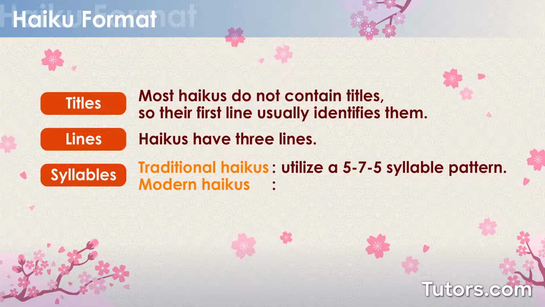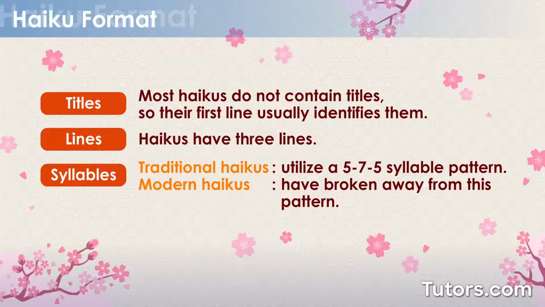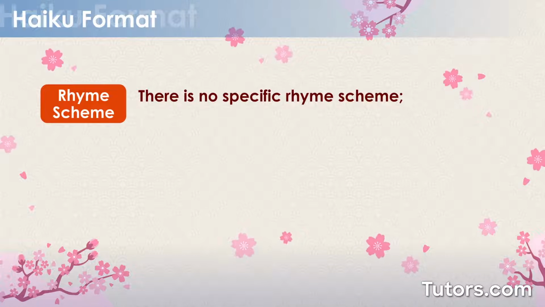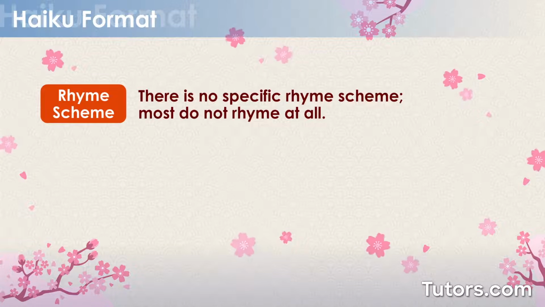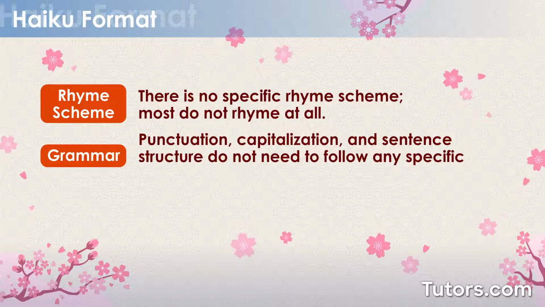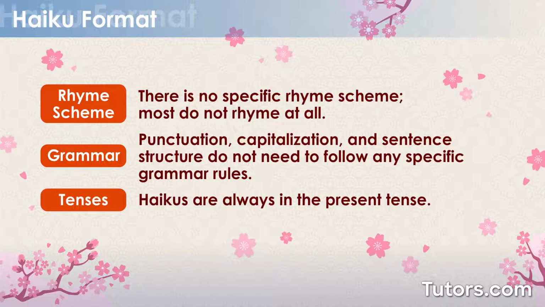However, more modern haikus have broken away from this pattern and are identified as haikus based on the content. There is no specific rhyme scheme a haiku must follow. Most do not rhyme at all. Punctuation, capitalization, and sentence structure do not need to follow any specific grammar rules. Haikus are always in the present tense.